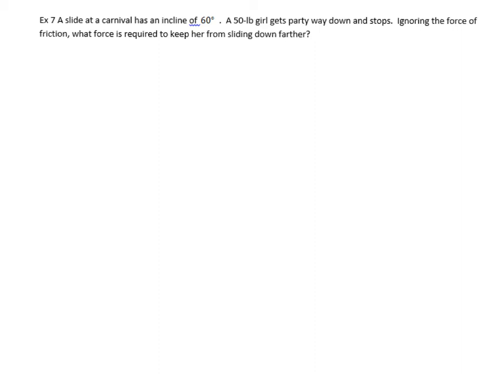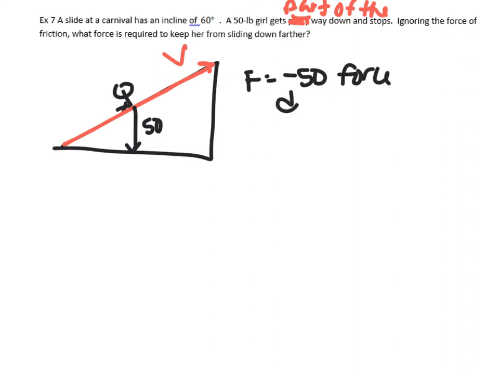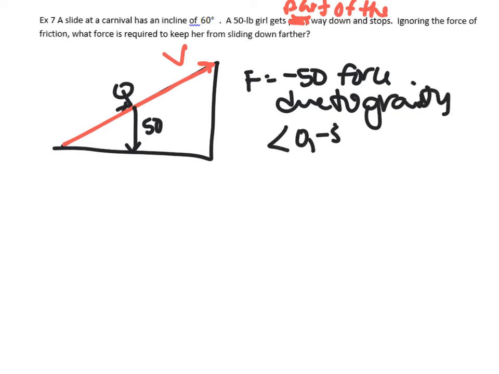Okay, the last one is a slide at a carnival that has an incline of 60 degrees. A 50-pound girl gets part of the way down. Sorry, that was a bad typo. Ignoring the force of friction, what force is required to keep her from sliding down any further? So if I have a picture and I have a little girl sitting here, this is my vector V. She's weighing 50 pounds, so that is my force due to gravity. So my force is negative 50. And since she's going down, that vector is 0, negative 50.